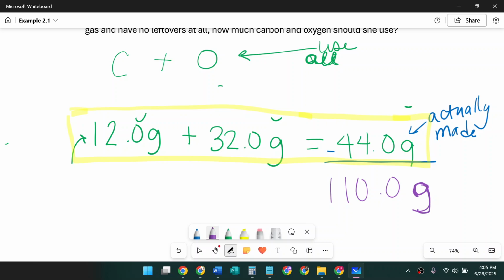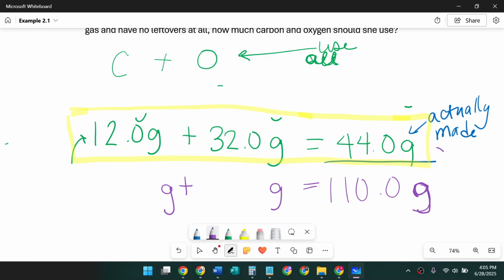They didn't tell us how much of either one we need of the carbon or the oxygen, but we can figure that out because now it's just a simple ratio problem. We know that if we take 110 and figure out what we divided by, or we take 44 and we figure out what we multiply by to get 110, that's our multiplication factor.